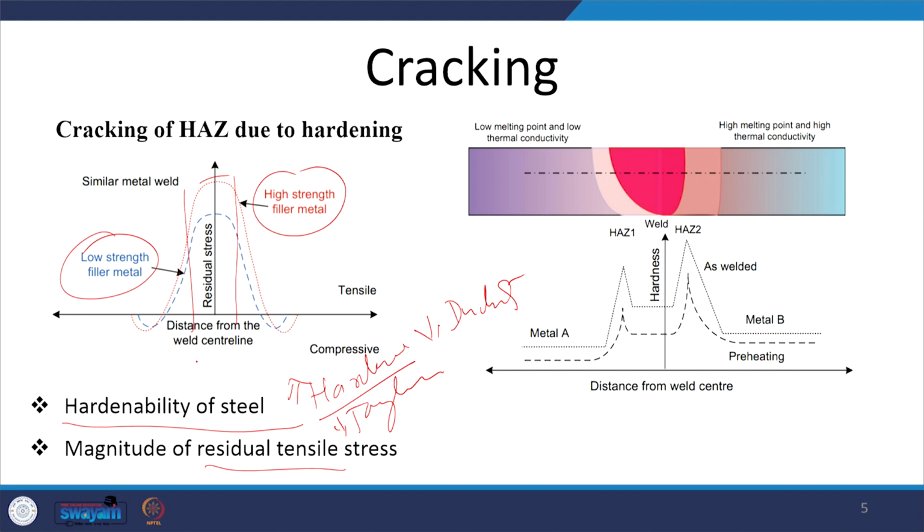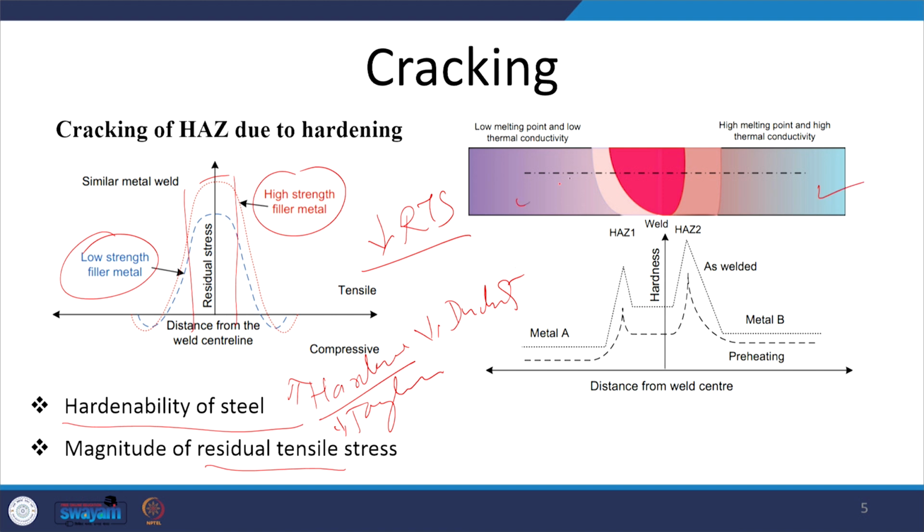So, to avoid this kind of cracking, efforts are made to reduce the residual tensile stress. For that we may use preheating or low strength filler, or use the groove geometry in such a way that the volume of the weld metal being deposited is very limited. Another way is to do proper preheating, so that high cooling rates are avoided, to avoid the formation of hard and brittle phases like martensite, and soft phases are encouraged, so that embrittlement of the weld metal and the nearby heat affected zone is minimized. That is what we can see here.